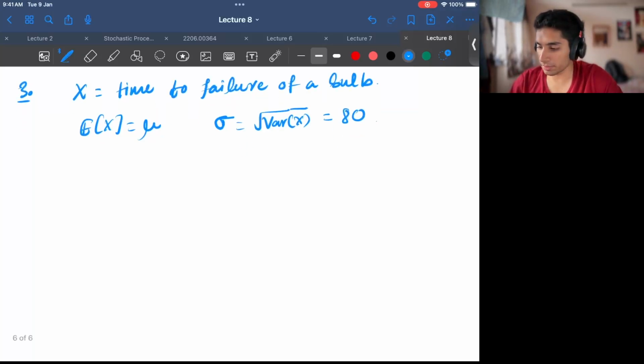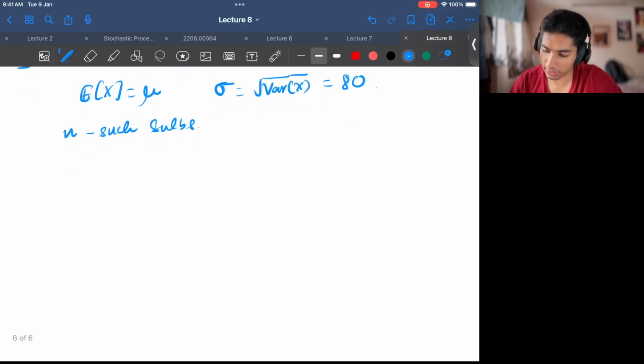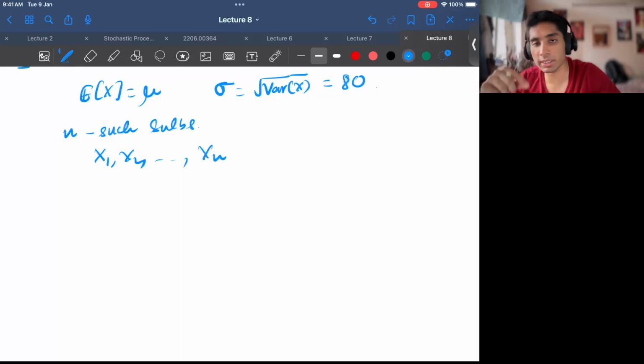This is given to you. What you do is you take n such bulbs, and you check the failure time of each of these bulbs. So let's say these are x1, x2 till xn. You take n bulbs, see the failure time of each bulb and record it. Let's call these random variables x1, x2 till xn.